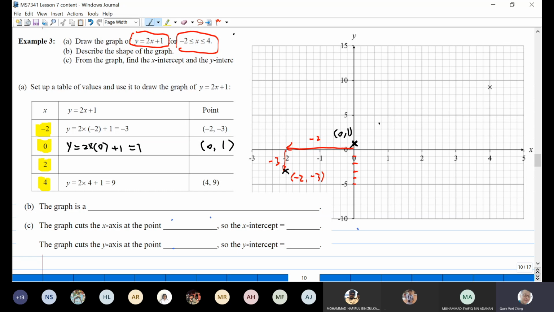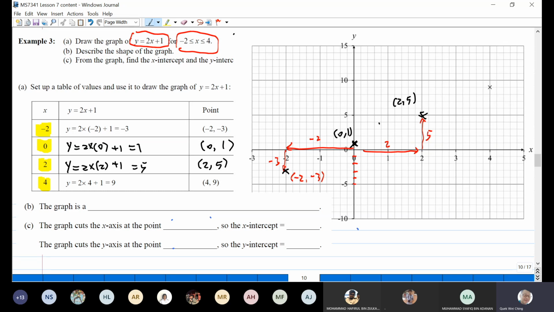Now let's look at another one. What about x equals 2 now? Then y equals 2 times 2, plus 1, you get 5. So the point you have is actually x equals 2, y equals 5. So where is the point (2, 5)? You follow 2 and 5. So in this case, you got a third point. So this is the point (2, 5).